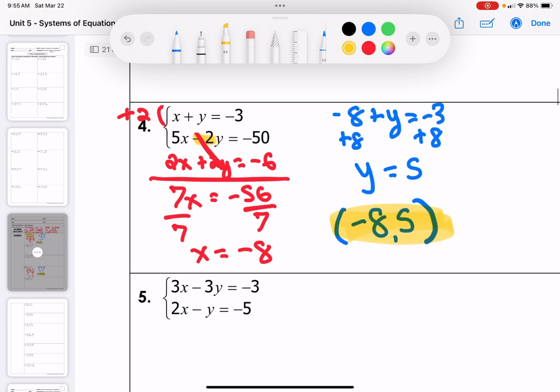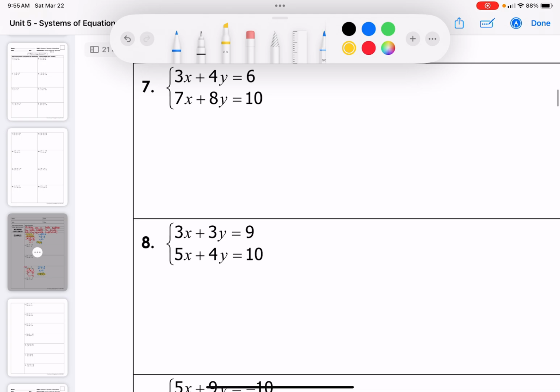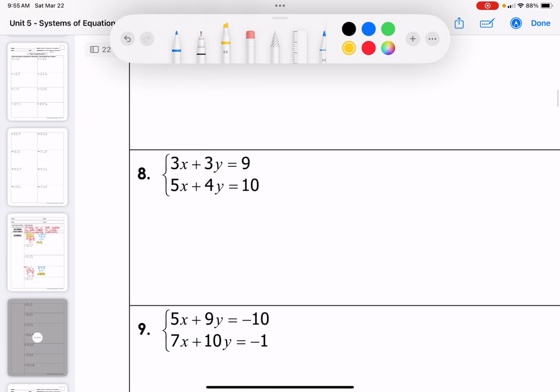All right, let's go to an even more complicated one. Let's do number 8. So here's the situation with number 8. We can't just multiply one expression to give us a matching coefficient from the other expression, right? Like I can't just multiply the top by 5 to give me a 5x in the top, right? So what we have to do is multiply both the top and the bottom by 2 separate values so we can get a matching coefficient, if that makes sense.